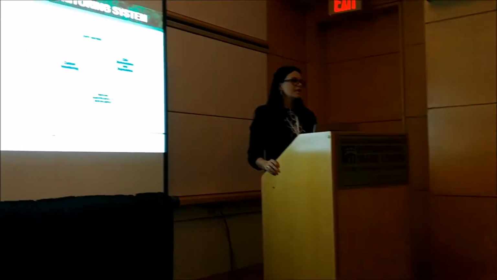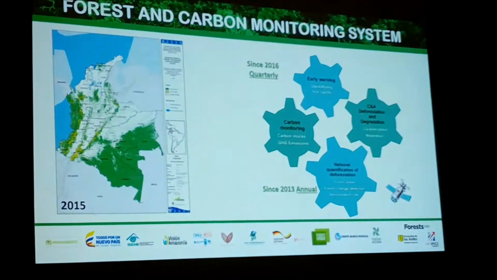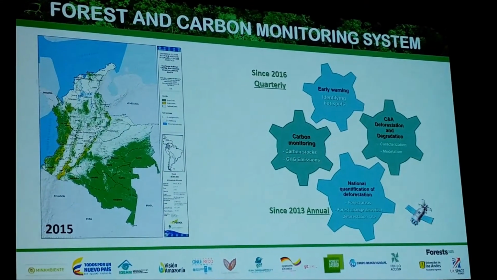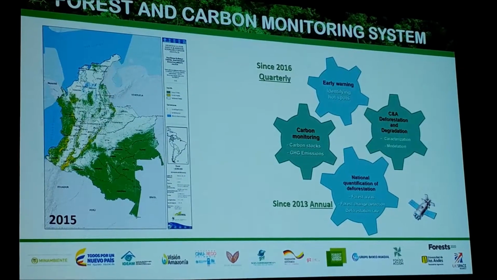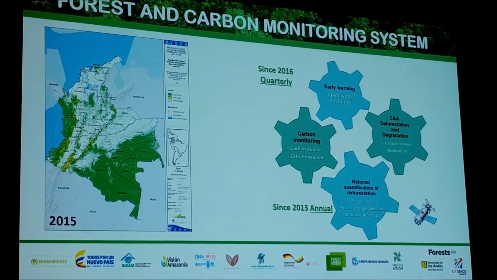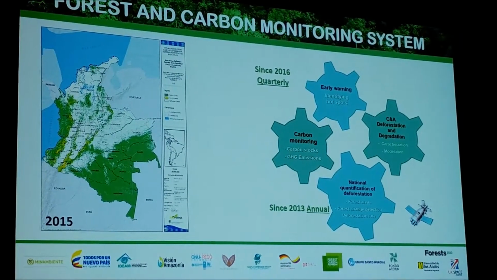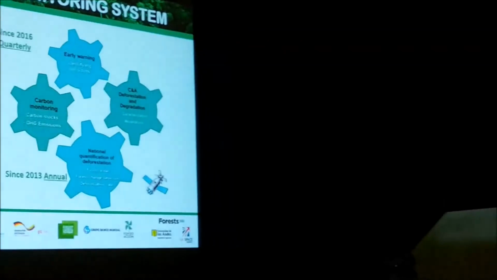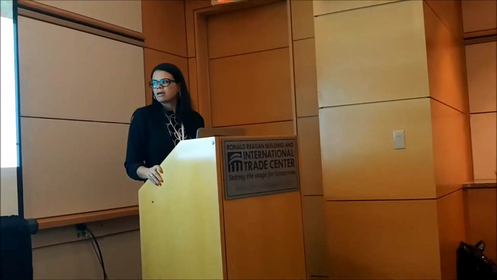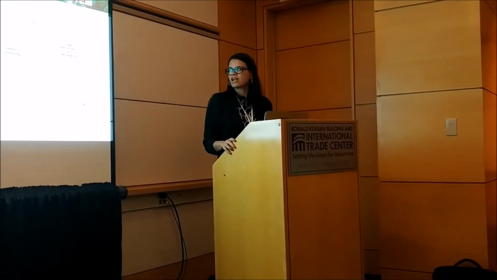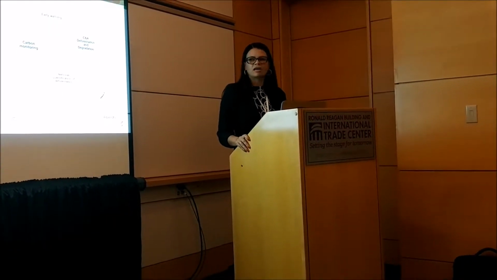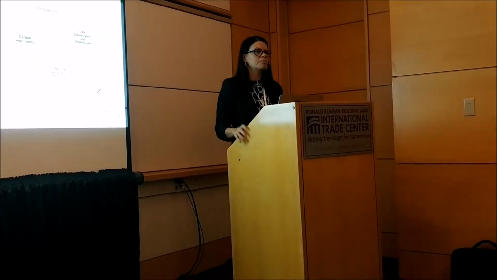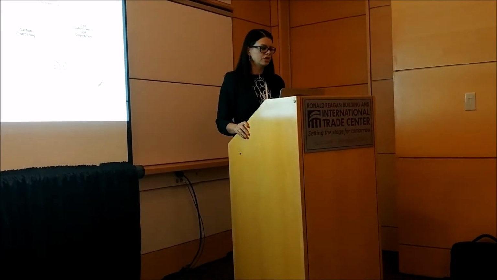The Forest and Carbon Monitoring System is focused on 4 topics. Early warning, which is based on MODIS images. That is a quarterly product, 4 times a year, focused on identifying the hotspots of deforestation. The national quantification of deforestation is based on Landsat images. It's a product that we produce annually, and it's a map at a scale of 1:100,000. And we also work on the deforestation and degradation drivers with characterization and modeling, and we are implementing a national forest inventory for carbon monitoring.